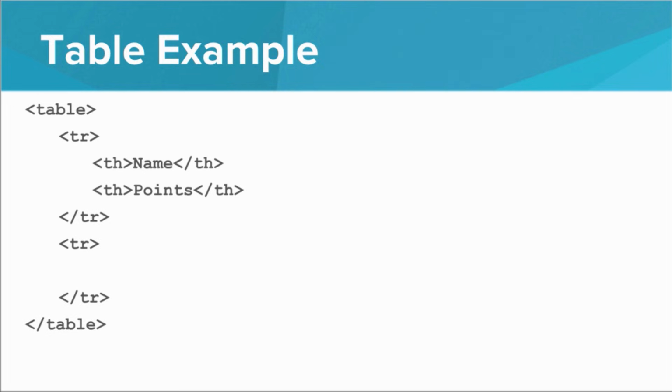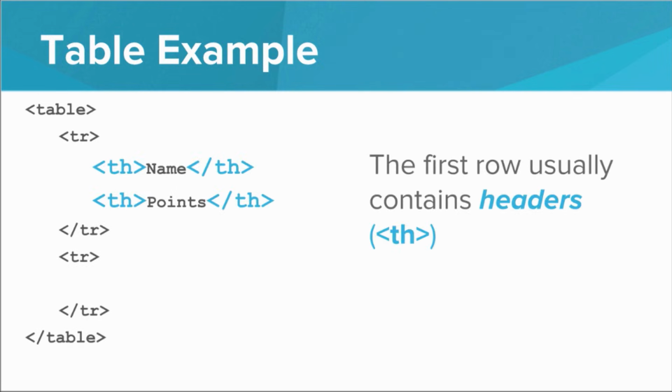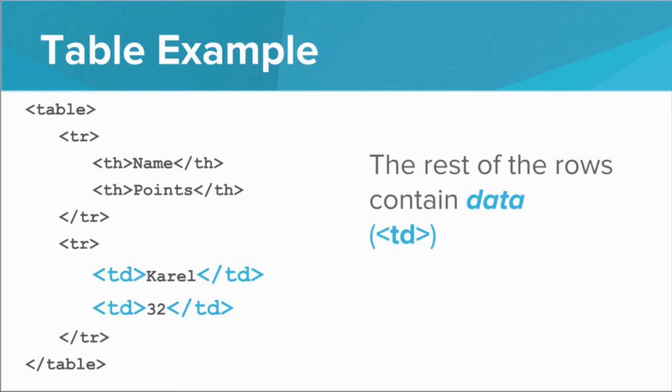Now in the first row, we usually put TH tags. The first row usually contains headers, and for headers we use the TH tag. So this isn't actual table data. This is labeling the data. This is saying the first column will have the name and the second column will have the points. The second row and every future row will have the actual data, and for the data we'll use TD tags. So in this row, the name is Carol, and Carol has scored 32 points. Those are each pieces of data in the table.